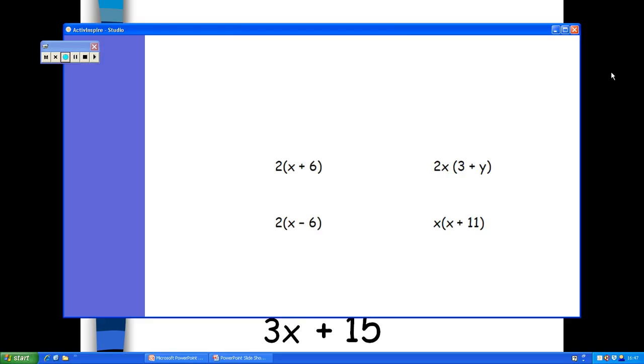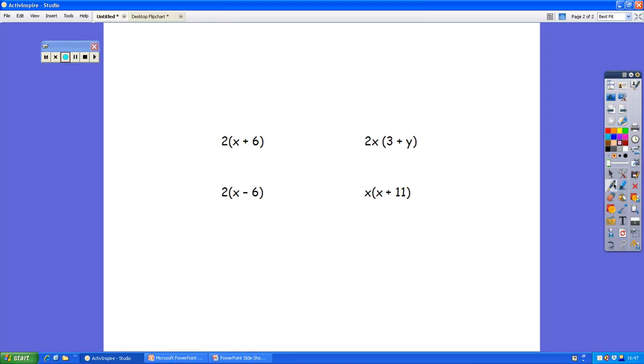So if I look at a couple of examples, what I need to remember is the 2 multiplies by the x to give 2x, and the 2 also multiplies by the 6 to give 12. If we look at this example down here, again the 2 multiplies by the x to give 2x. The 2 also multiplies by the negative 6, so it gives minus 12.